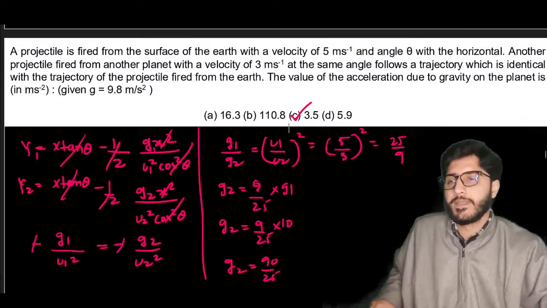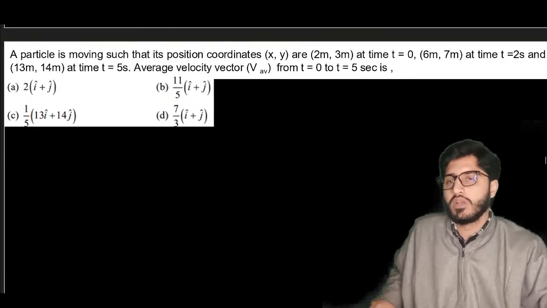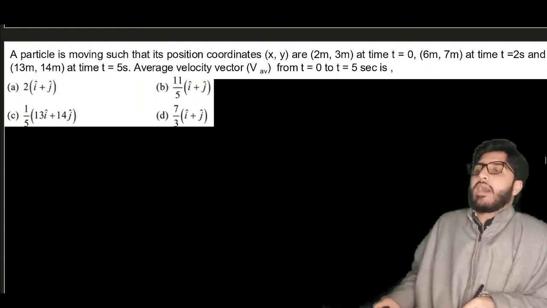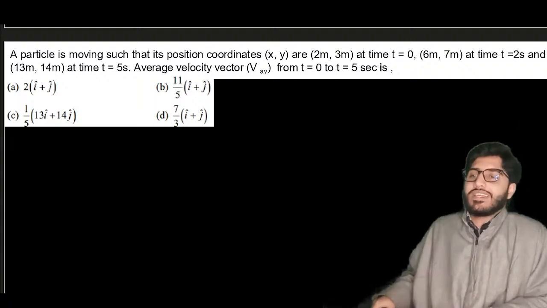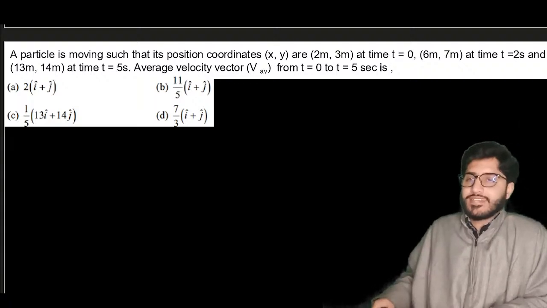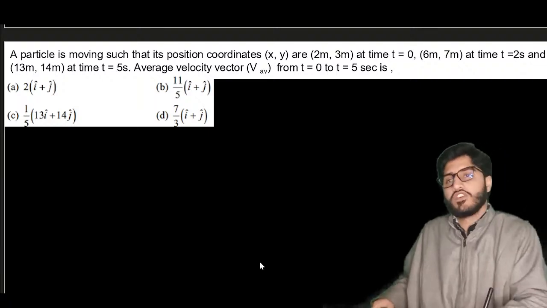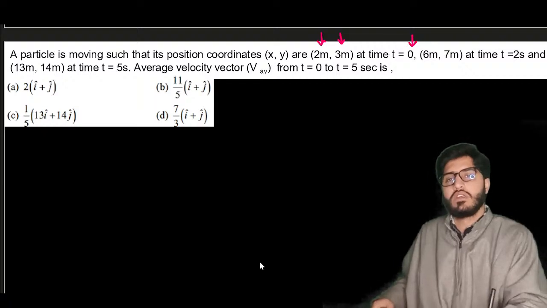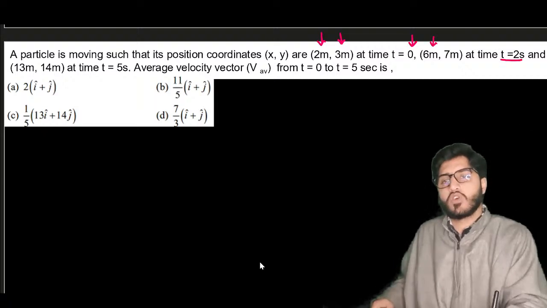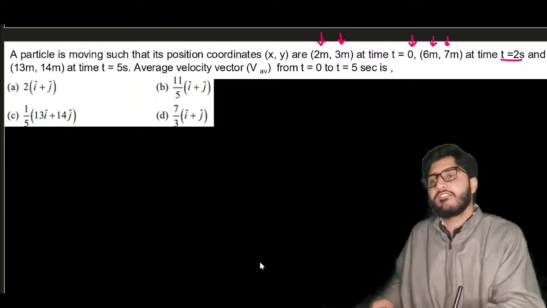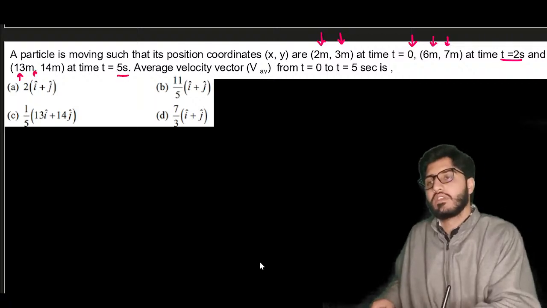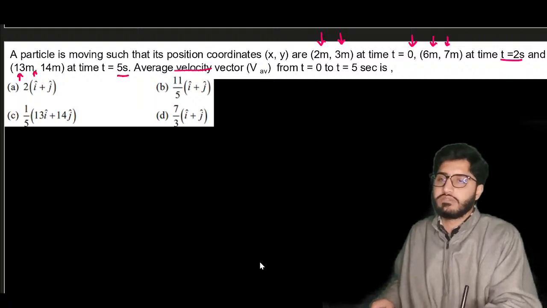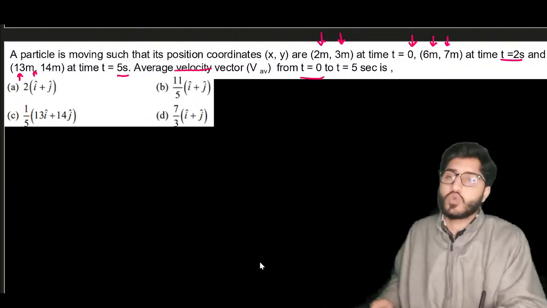Okay. One more numerical. A particle is moving such that its position coordinates x and y are given. These are the first coordinates at time 0. At time 2, these are the coordinates. And at time 5, these are the coordinates. What is the average velocity from 0 to 5?